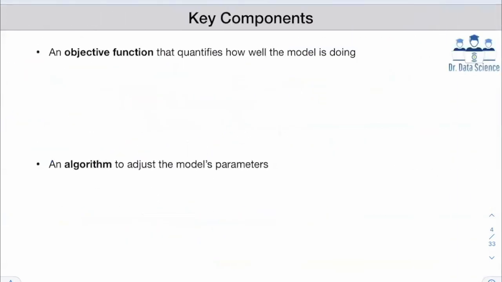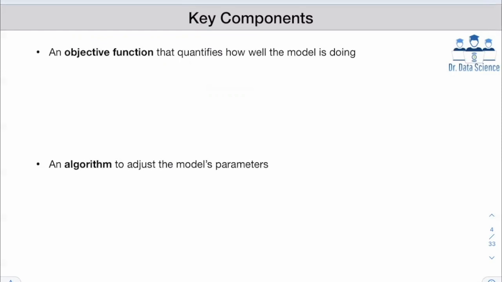The other two components that we have are, first, an objective function that quantifies how well the model is doing. In other words, we made some assumptions in the previous slide, and now we have to look at how good or bad this assumption is given the data that we have. And then the fourth component, or the fourth step, is we need to find an algorithm to adjust the model parameters, meaning theta 0, theta 1 to theta d.